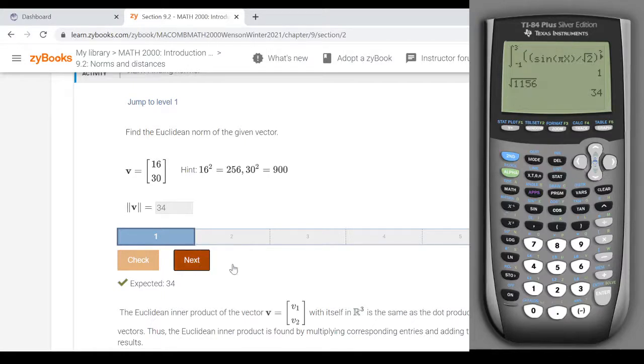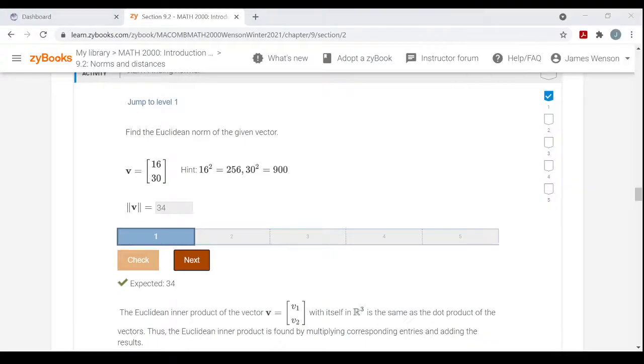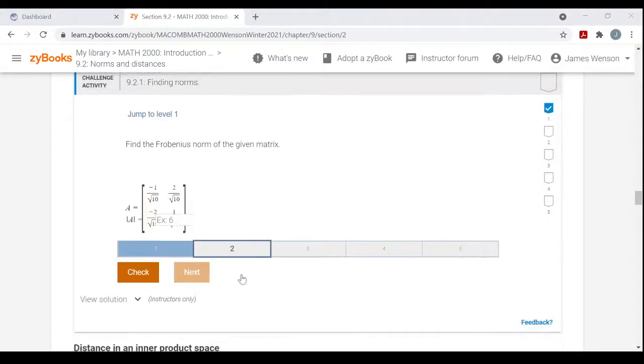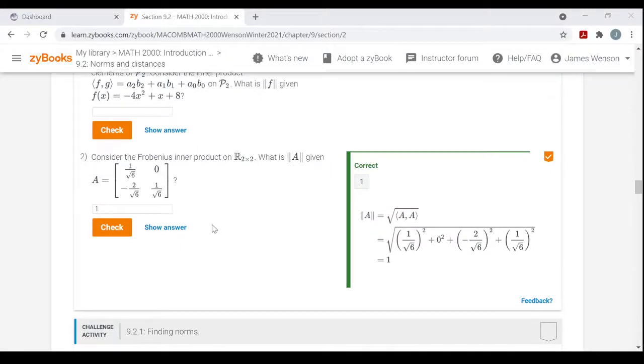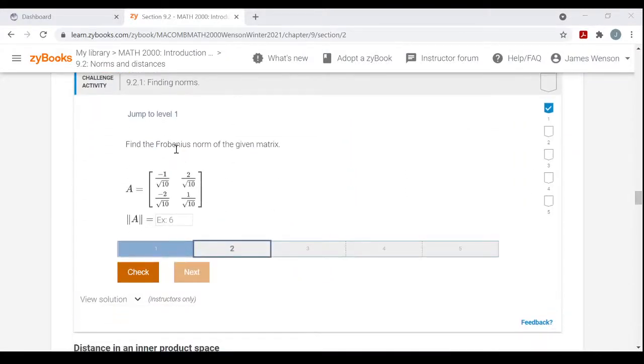All right. Then your next levels, and they'll probably have different vectors in different vector spaces. So again, find the Frobenius norm. That's exactly what I did a second ago. This just means the inner product is the Frobenius inner product.